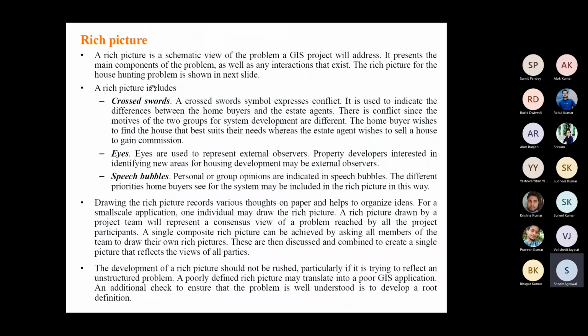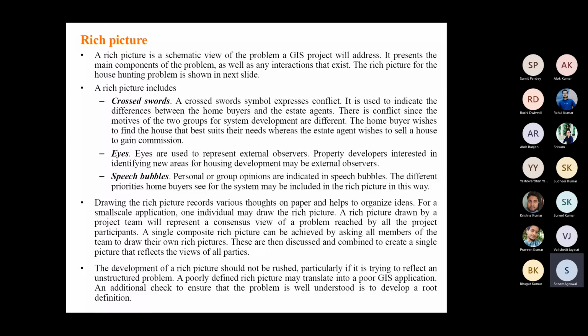Coming to the theory part, a rich picture is a schematic view of the problem a GIS project will address. It represents the main components of the problem as well as any interaction that exists. The rich picture for the house hunting problem is shown in the next slide. A rich picture includes crossroads. A crossroad symbol expresses conflict. It is used to indicate the difference between the home buyer and the real estate agents. There is a conflict since the motives of the two groups for system development are different. The home buyer wishes to find a house that best suits their need, whereas the estate agent wishes to sell a house to gain commission.